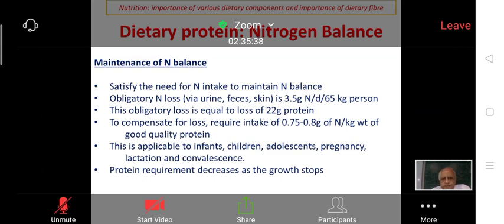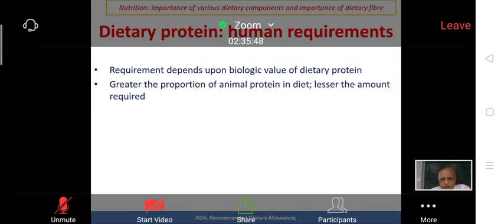As the growth stops, the protein requirement also decreases. This is a very simple equation. When there's no growth, there's no requirement of protein. Now, regarding the human requirement, the requirement of the dietary protein depends upon biological value of dietary protein. Biological value is calculated by formula, which I will tell you later. But greater the proportion of animal protein in diet, lesser the amount required.